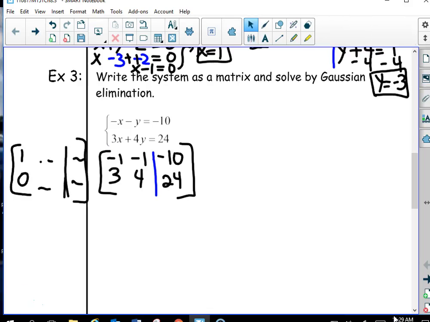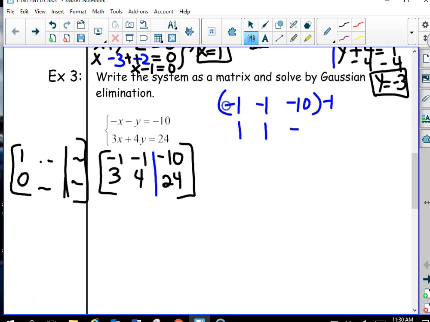Right, so inspecting my matrix, I can see that my first row has a 1. That's good, but it's negative. So the first thing we're going to do is take that first row and multiply it by a -1. That will give that. So we can replace the first row with 1, 1, -10.